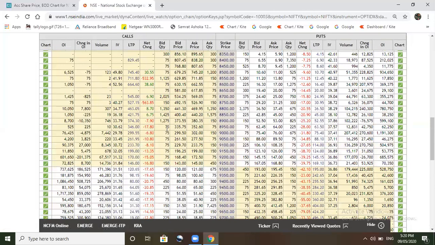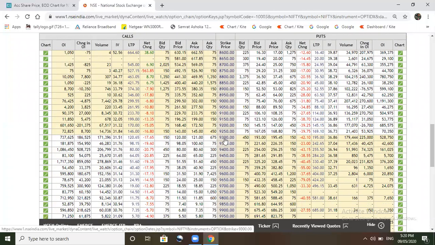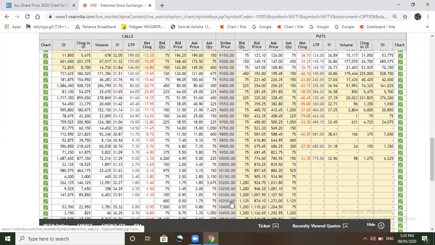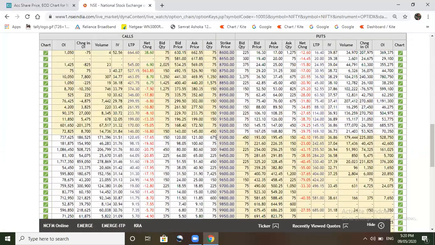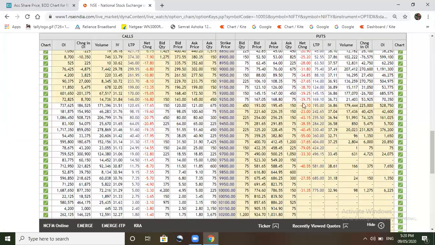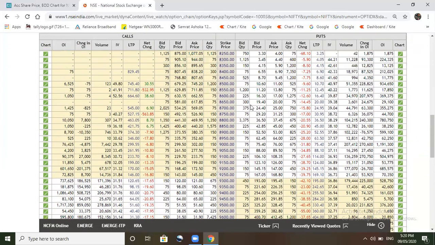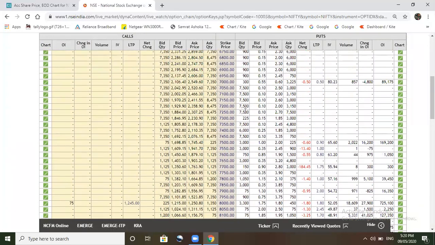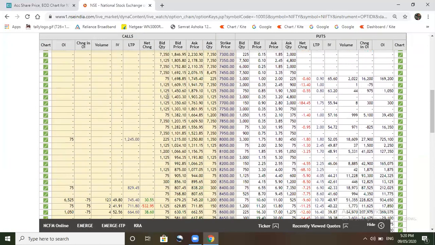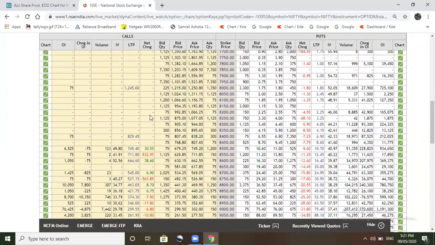So the first concept is that these are all in the money call options. This is the at the money call option, 9,300. All these are out of the money call options. For put, all the options in gray color are in the money put options. 9,300 or 9,250 will be at the money put options, and all the white color ones will be out of the money put options. Hope this is clear: what are in the money call options, at the money call options, and out of the money call options.